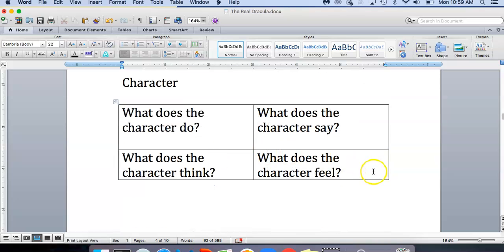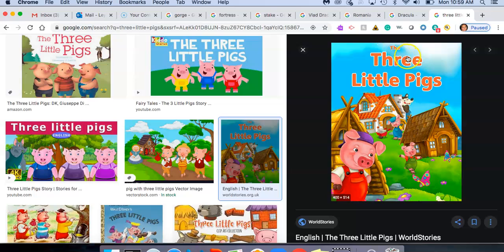The four things you need to know about character are: what does the character do, what does the character say, what does the character think, and what does the character feel. So let's do a quick review on those questions by talking about the three little pigs. I'm choosing this story because almost all of you know this story.